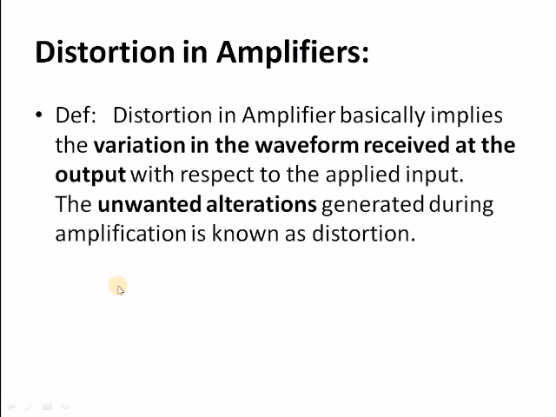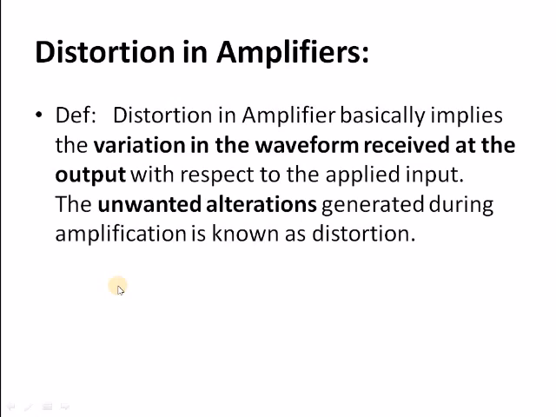The definition for distortion in an amplifier is basically the variation in the waveform received at the output with respect to the applied input. In general, the input signal and output signal should be the same with respect to the shape of the waveform. But if there is any change in the shape of the waveform between input and output, then that is called distortion. The unwanted alterations that are generated during amplification are known as distortion.